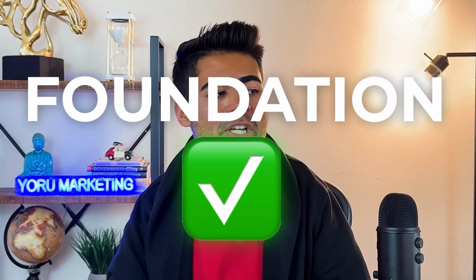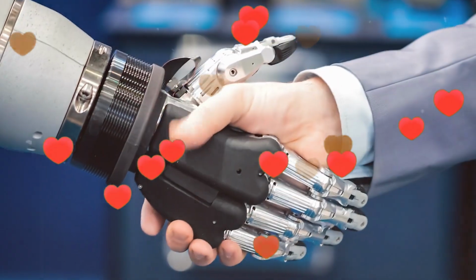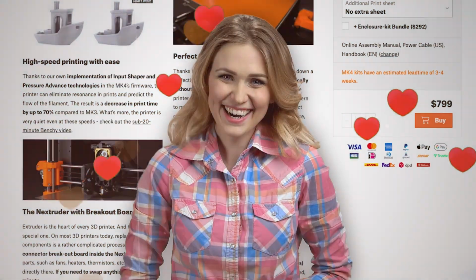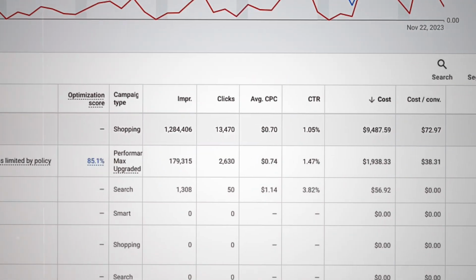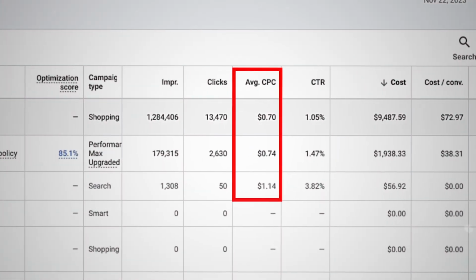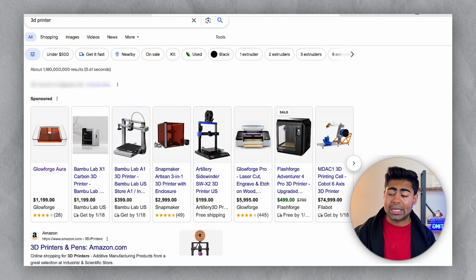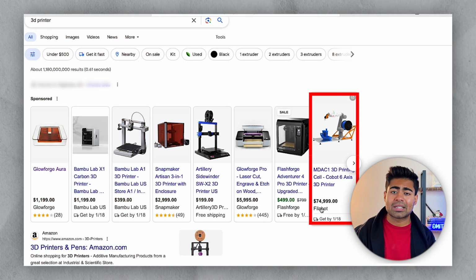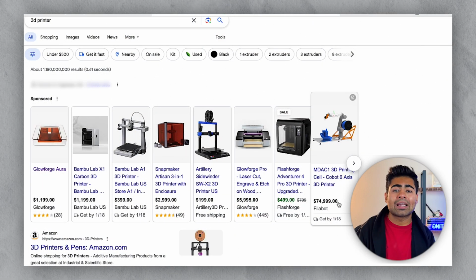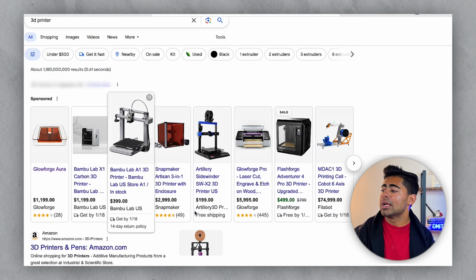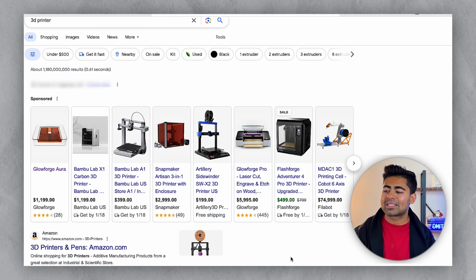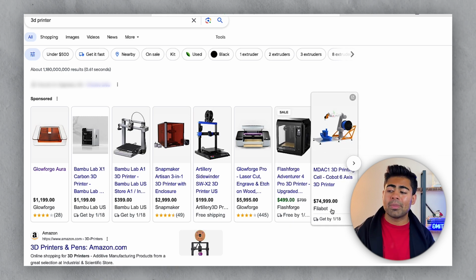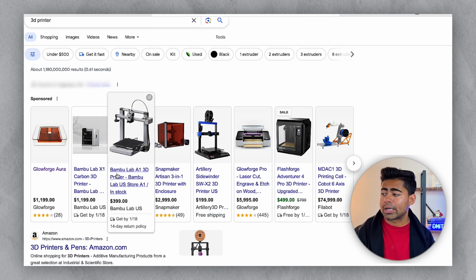Once you have a proper foundation in place, once the algorithm knows that you're a high quality user that is providing the best quality experience, then the bid and budget matter. Because keep in mind, bids and budget is not everything. It's not even in the top three of things to do, because if that were the case, this product listing right here that's getting sold for $75,000, I can almost guarantee you that they would be bidding higher than this brand right here that is selling this product for $400. I mean, just with common sense, it makes sense that this brand should be bidding a lot higher for this product just because it costs a lot more than this product right here or this product right here.